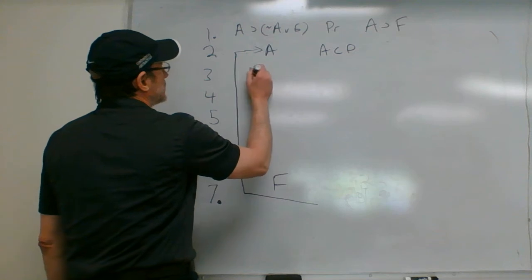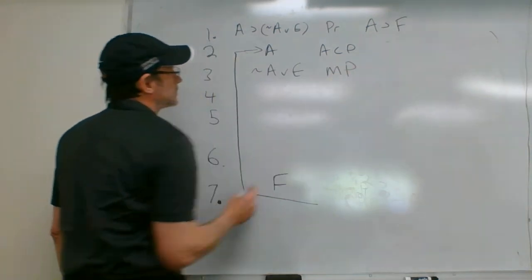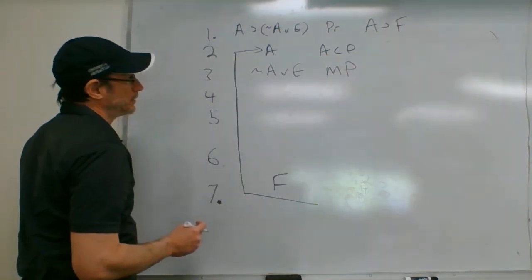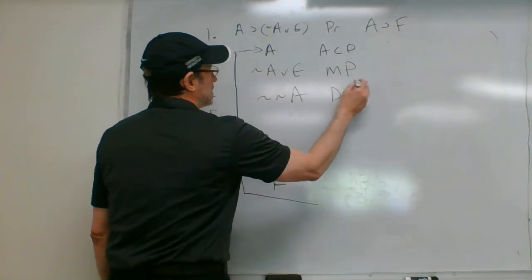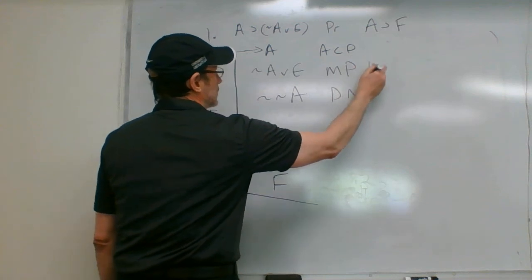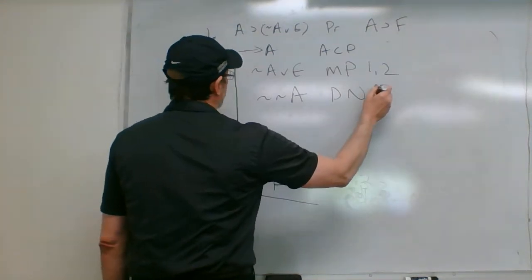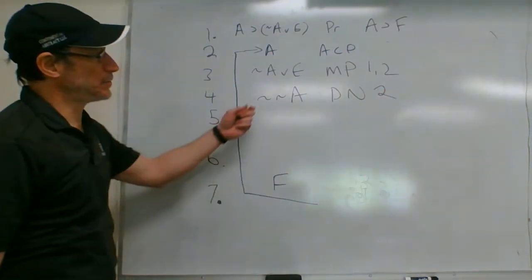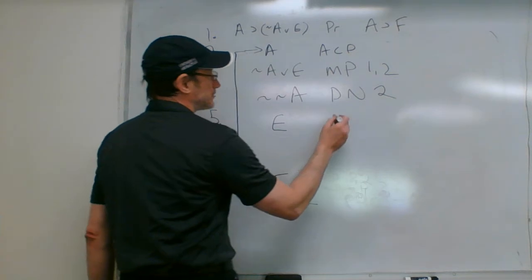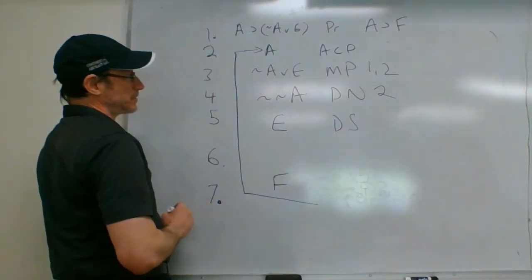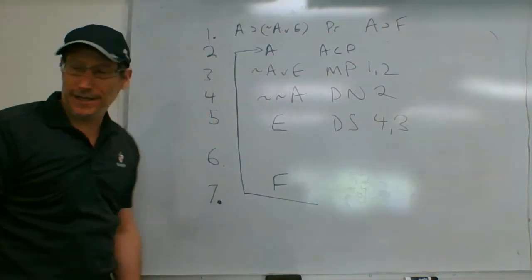I could do a modus ponens, I would get not A wedge E, and then I could do a double negation on number 2. This is MP on 1 and 2. The double negation on 2 would give me not A, so now I can use a disjunctive syllogism to get E. Disjunctive syllogism on 4 and 3. So how in the world am I going to get F?